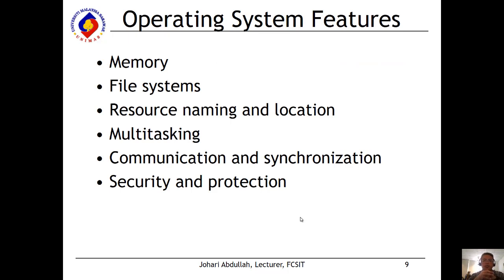So an operating system has these features. I think you can go through this yourself. This one is just to recap. It has memory, file systems, resource naming and location, can do multitasking, running multiple tasks at the same time, communication, synchronization, and so on.